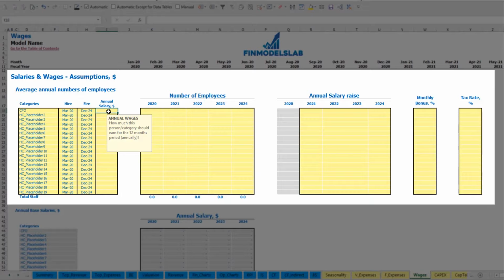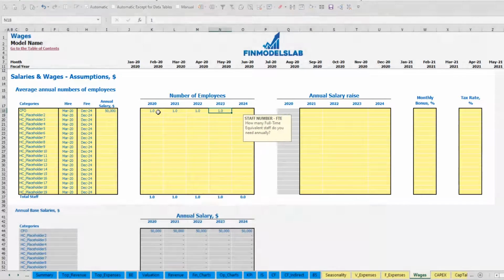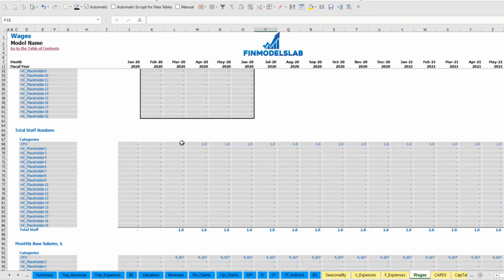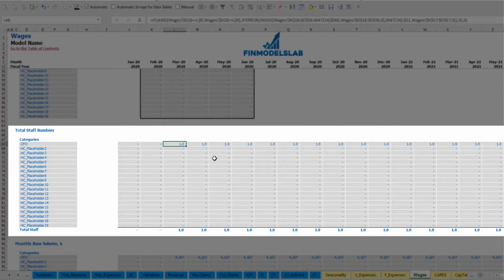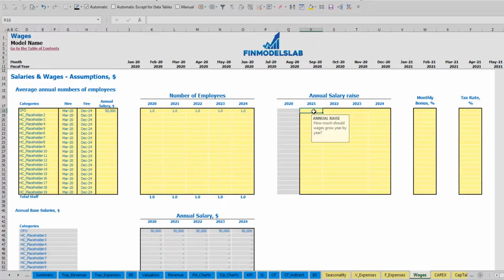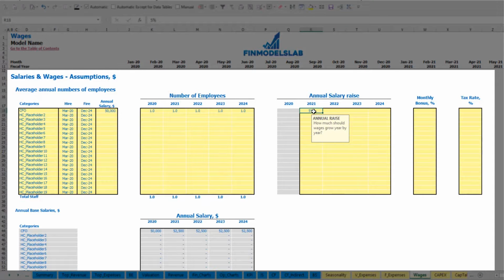So annual salary can be $50,000, and this will be one CFO over the time. So you may see one CFO, which is one headcount, starting from March till the end of the model, which is December 24. Also, you can input 5% of salary growth rate. You may see the amounts by years connected to this annual salary and impacted by annual salary rise.